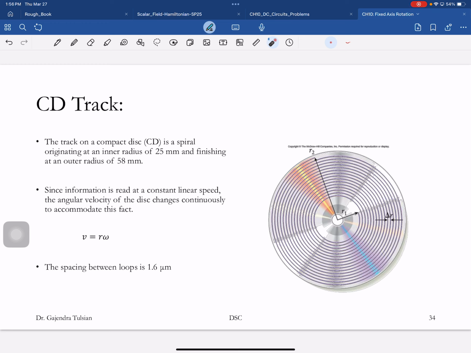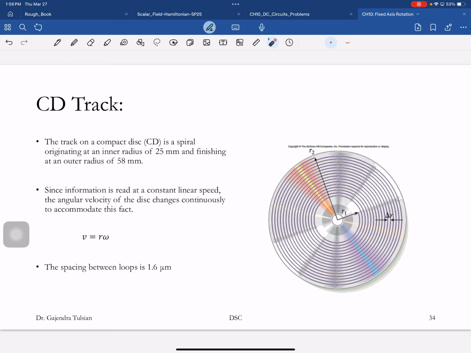Now here's the next thing. I'll show you a very neat thing. The information is packed on this line. Now, what would you have to do if you wanted to pack more information? Make the space between loops smaller. Exactly.